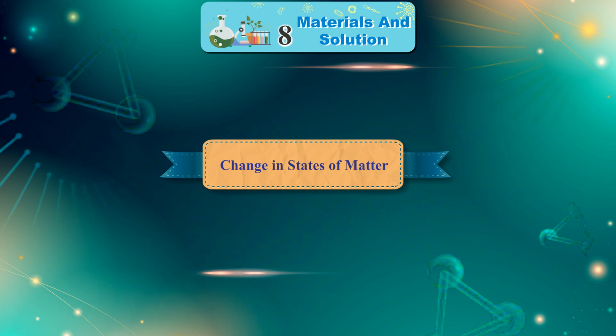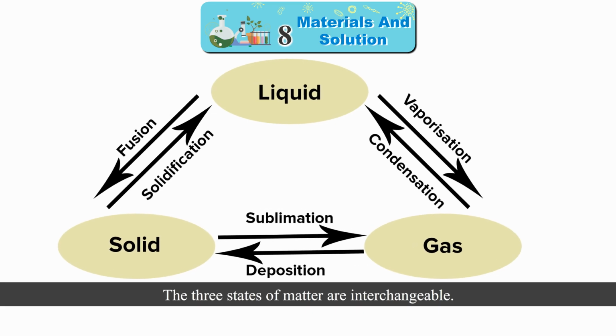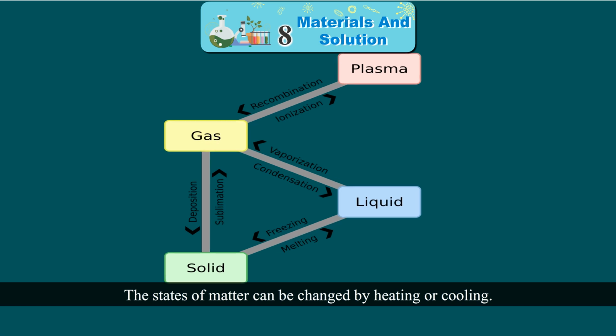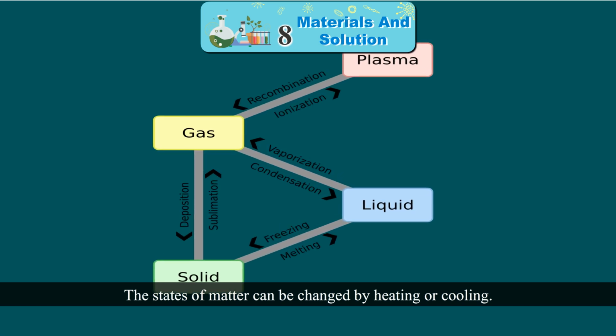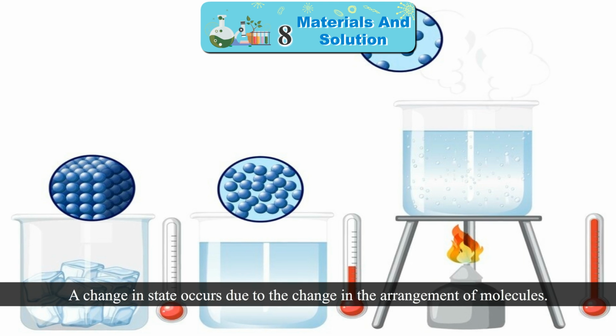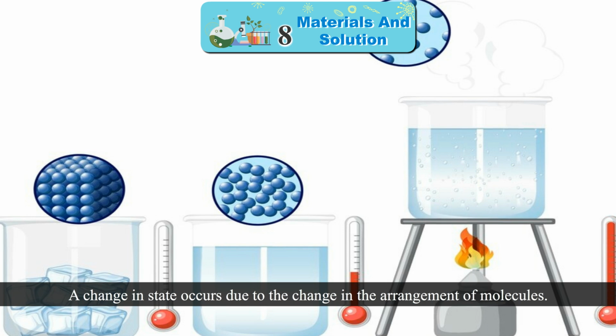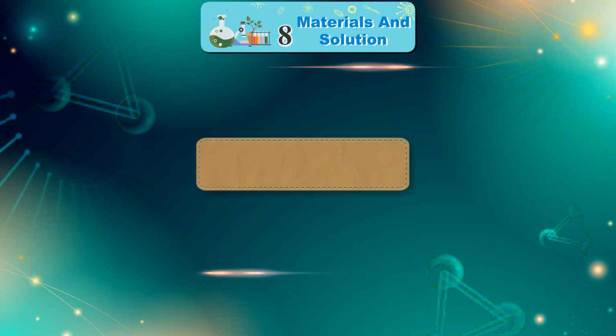Change in states of matter. The three states of matter are interchangeable. The states of matter can be changed by heating or cooling. A change in state occurs due to the change in the arrangement of molecules.